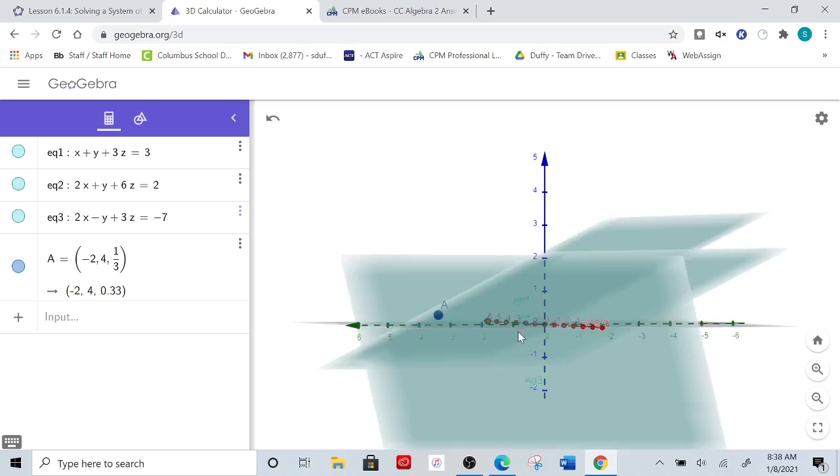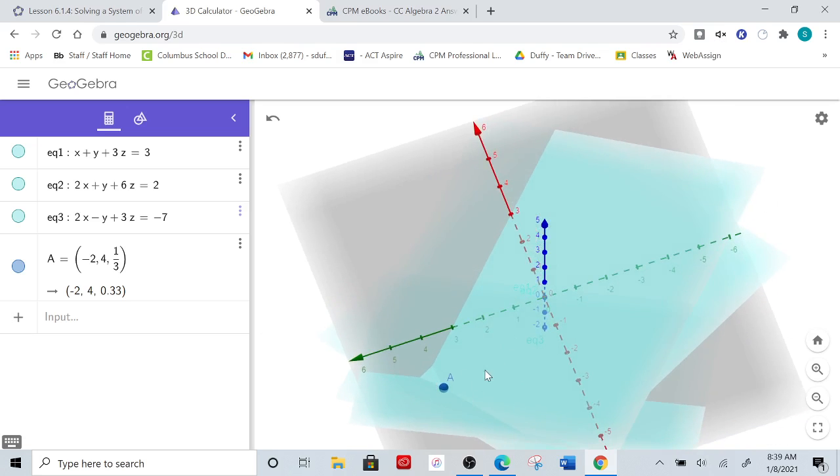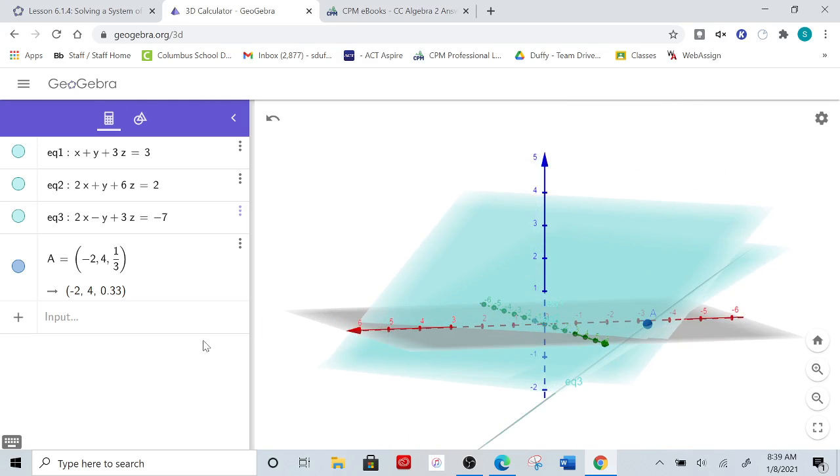If you look at it from the bottom, maybe, and from the top, yeah, you can see one plane is right here, another one is right here, and the third plane is right down here. They all intersect at that point right there. So -2, 4, 1/3 works out.